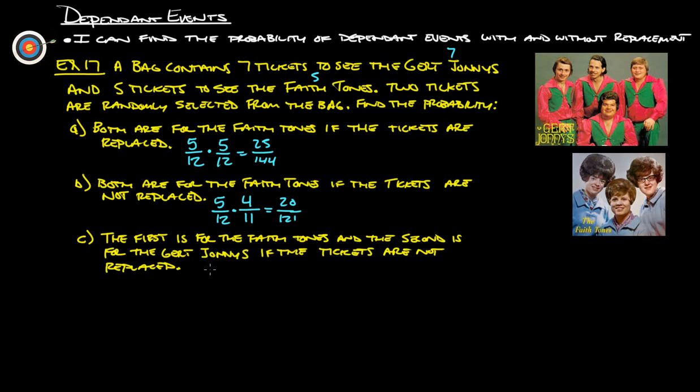Okay? Find the probability that the first is for the Faith Tones and the second is for the Gert Johnnies if the tickets are not replaced. So first is for the Faith Tones. That's still the 5 out of 12. But now the ticket's not replaced, so now there's only 11 tickets left. Now for the probability of getting the Gert Johnnies, there are 7 of those tickets left in there. So that's going to equal 35 out of 121.